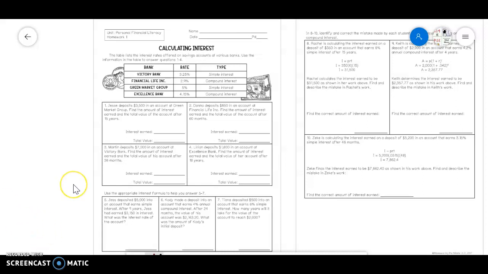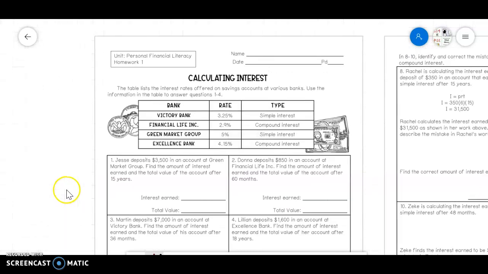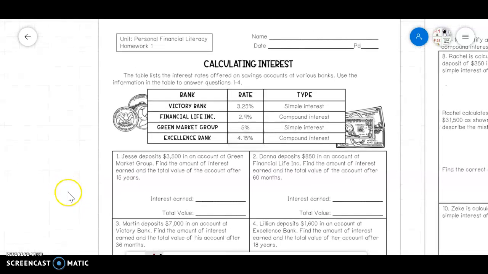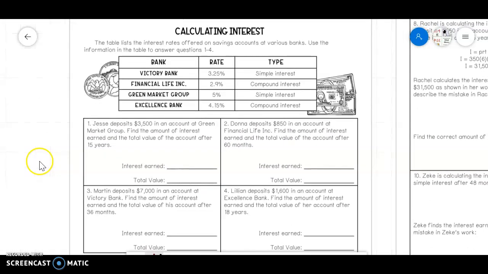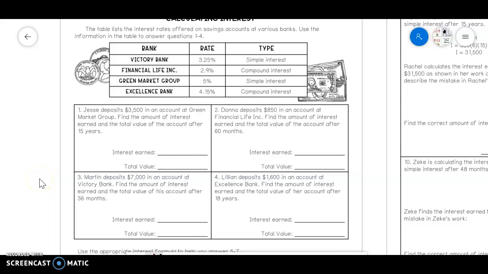Today we're going to continue talking about calculating interest. We're going to talk about simple and compound. So if you did not watch the videos last week, I would encourage you to go back and do that. This PDF is posted in Google Classroom in case you want to print it out. I'm going to work through some of these problems with you, and then the others I'm going to put in the Google form for you to show me that you're understanding this information.